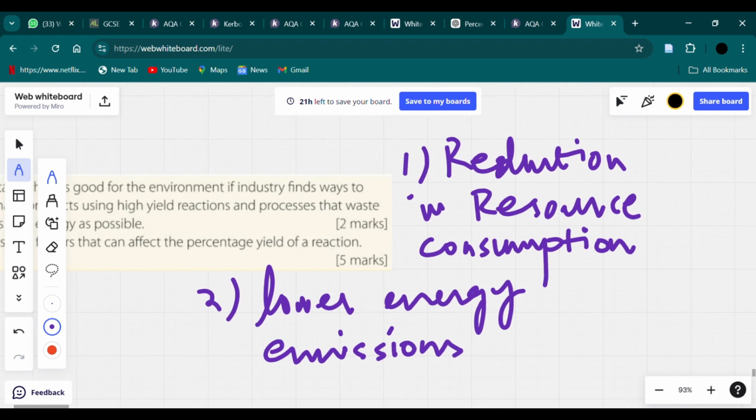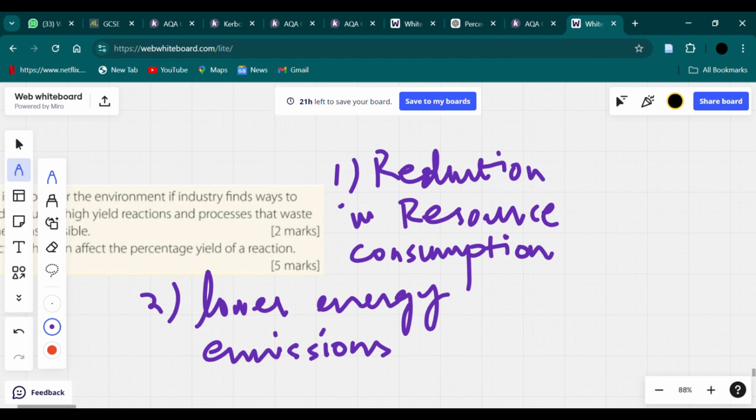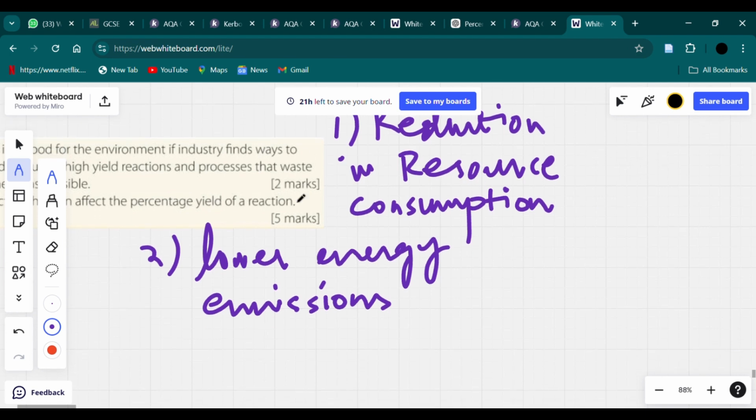So reduction in resource consumption means that high yield reactions ensure that more raw materials are converted into the products, reducing the need for extracting and processing additional resources, which can deplete natural reserves. Lower energy emissions: using less energy contributes to reduced greenhouse gas emissions, which helps to combat climate change by lowering the industrial carbon footprint.